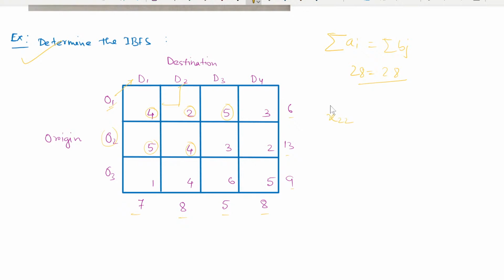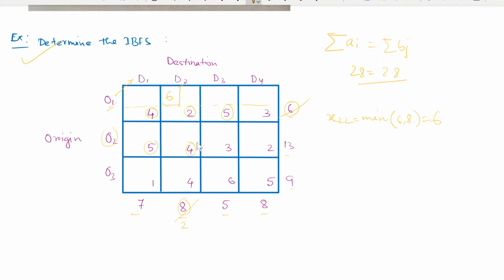Now we allocate here x22 equal to the minimum of this 6 and this 8. The minimum of 6 and 8 is 6, so we write 6 here, and now the availability for the origin O1 is exhausted. So 6 is cancelled out, and the demand for the destination D2 remains 2 units. This is the first allocation.